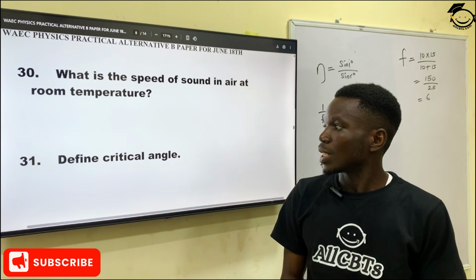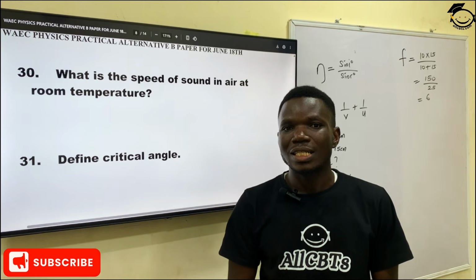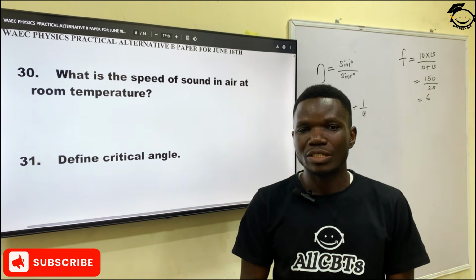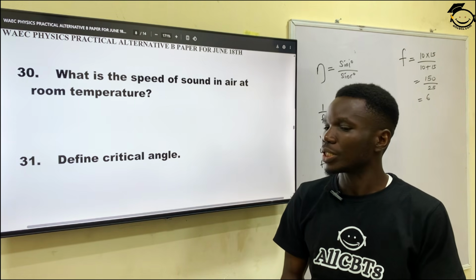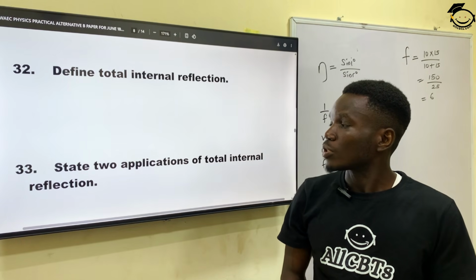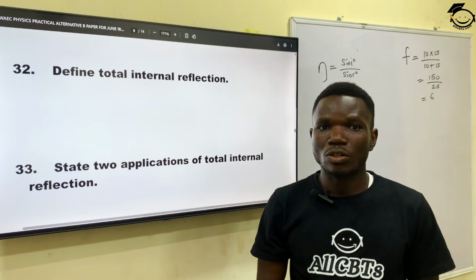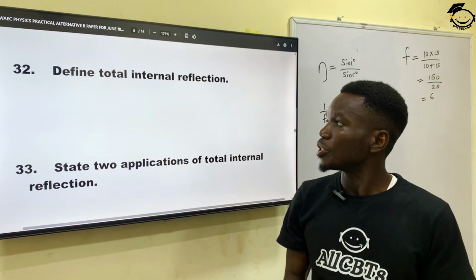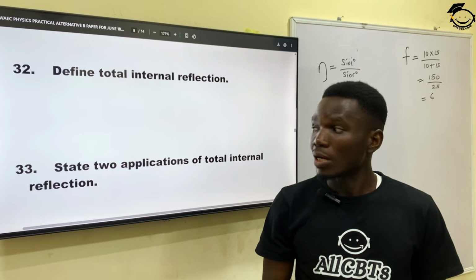Moving on to question number 31, says define critical angle. The critical angle is the angle of incidence in a denser medium that gives an angle of refraction of 90 degrees. Moving on to question number 32, it says define total internal reflection. This is the complete reflection of light in a medium when the angle exceeds the critical angle.